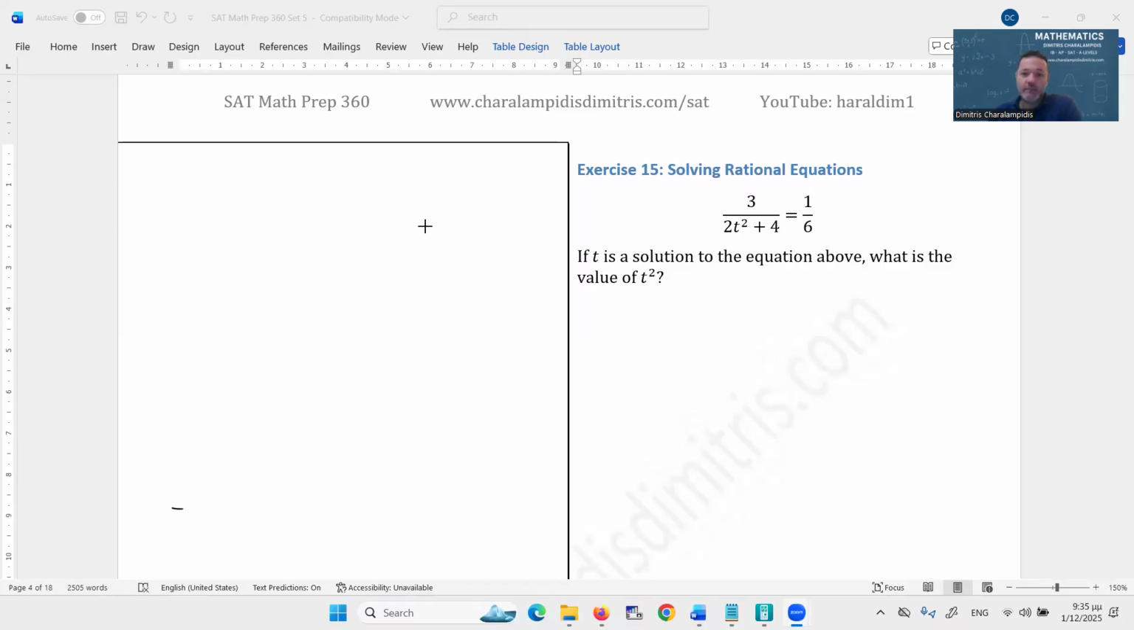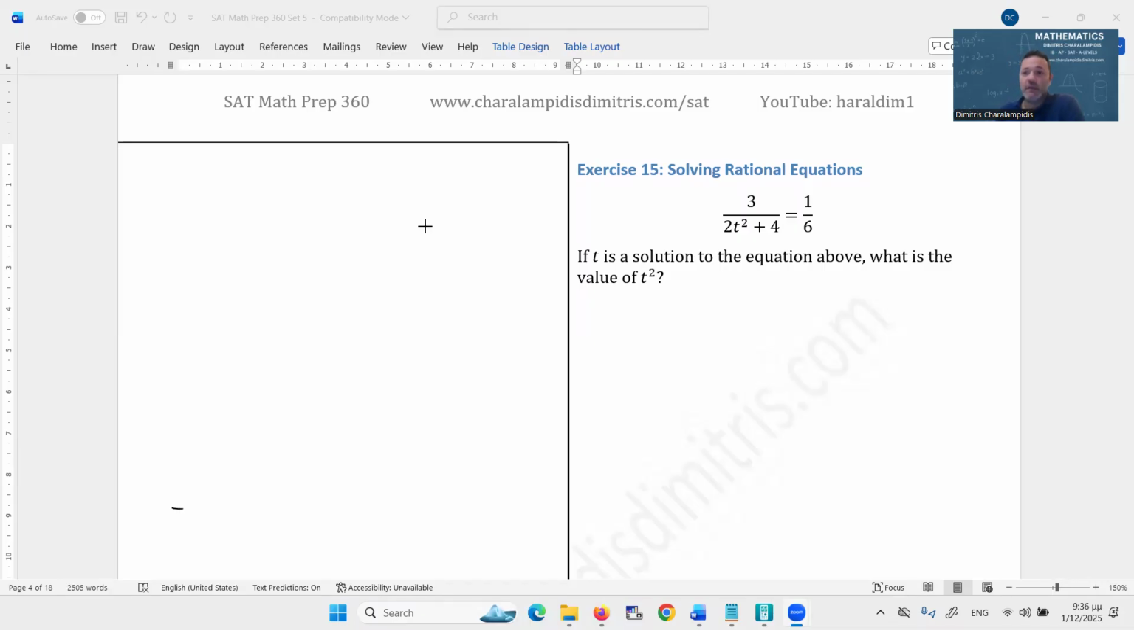Exercise 15. If t is a solution to the equation above, what is the value of t squared? It's a rational equation. I can solve it by hand for sure, but I want to be perfectly sure. I can totally understand if you don't feel confident enough. It's okay. This is why you were offered Desmos or even a scientific calculator.